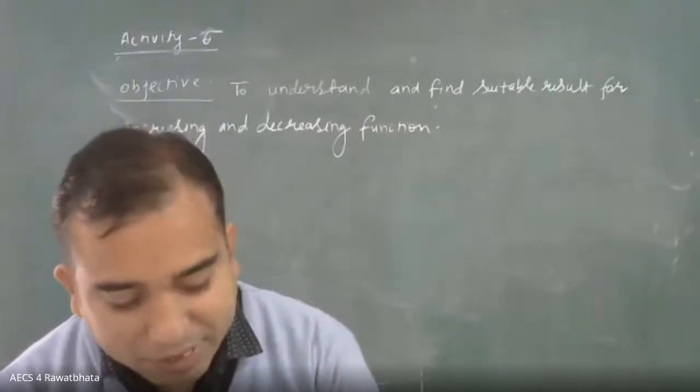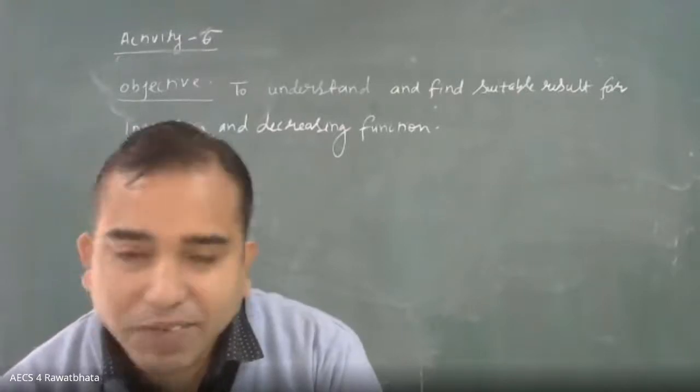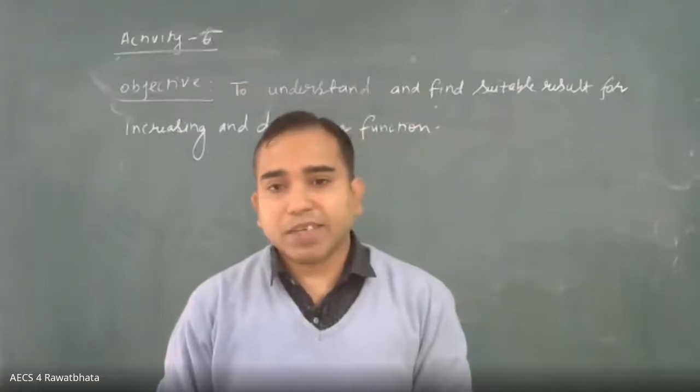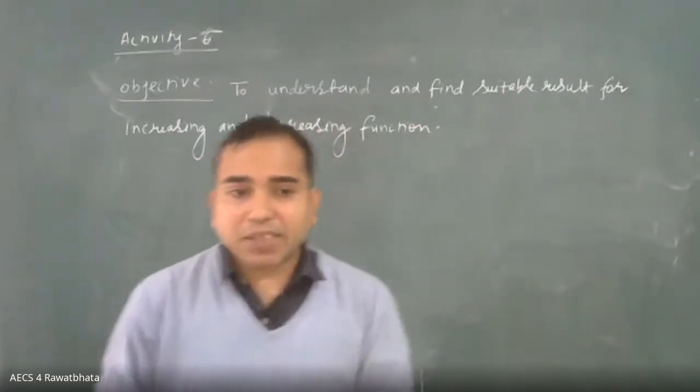F dash x is greater than or equal to 0 for increasing. And for decreasing? F dash x is less than or equal to 0 for a decreasing function, correct? So B section students also forgot, so let us revise it.